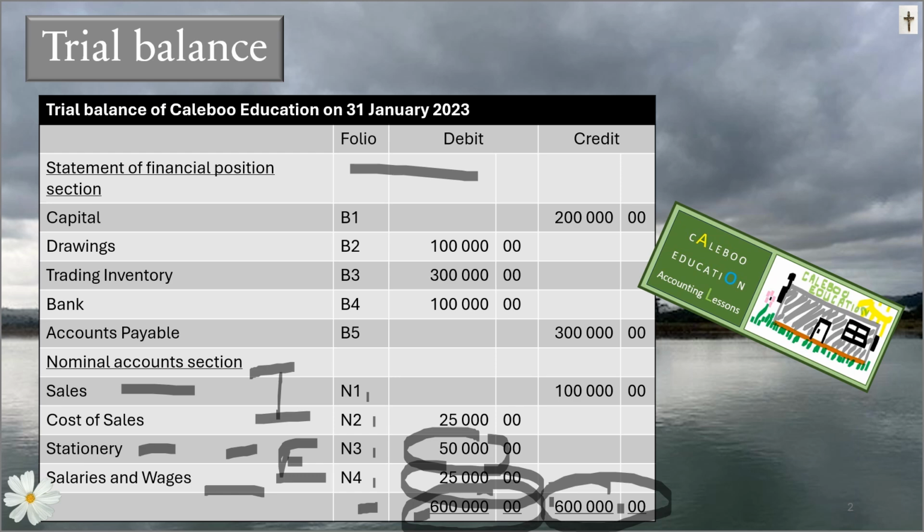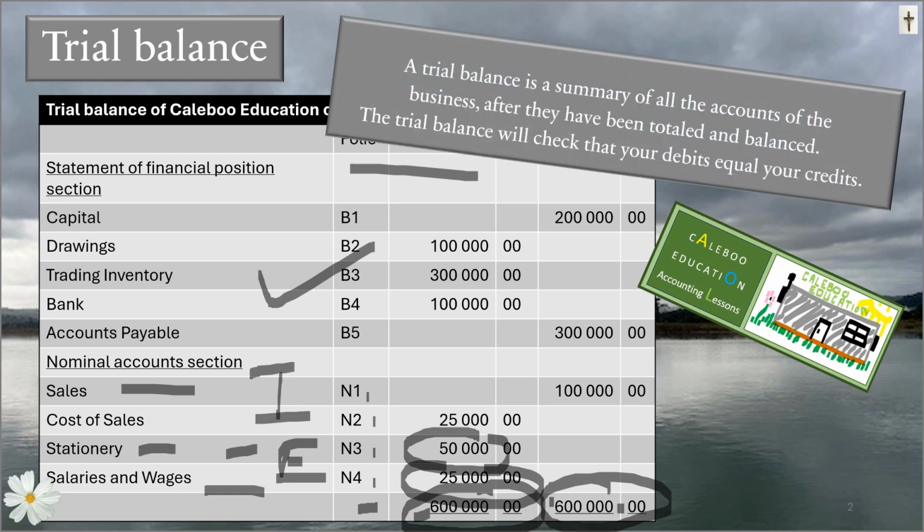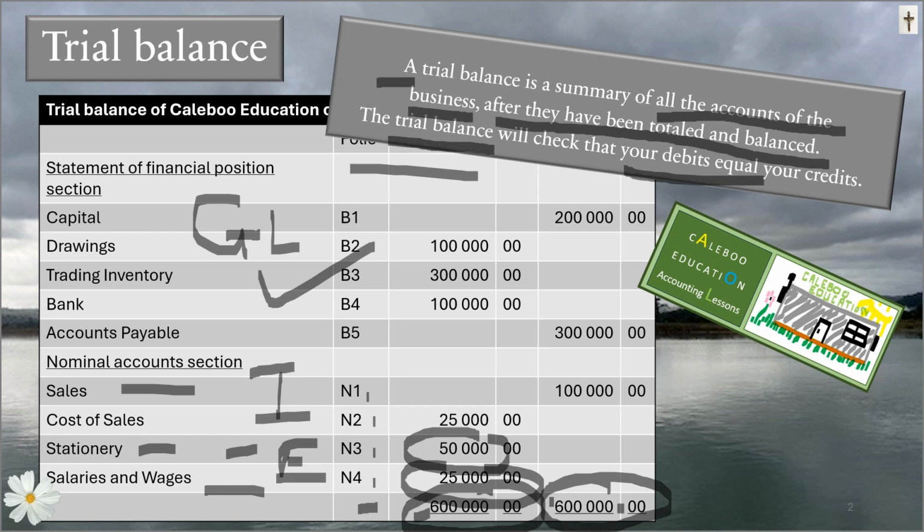So if the trial balance balances, it doesn't mean that this trial balance is completely accurate, but if it does balance, there's a good chance you have done your books correctly. So in summary, a trial balance is a summary of all the accounts of the business after they have been totaled and balanced in the general ledger. The trial balance will check that your debits equal your credits.